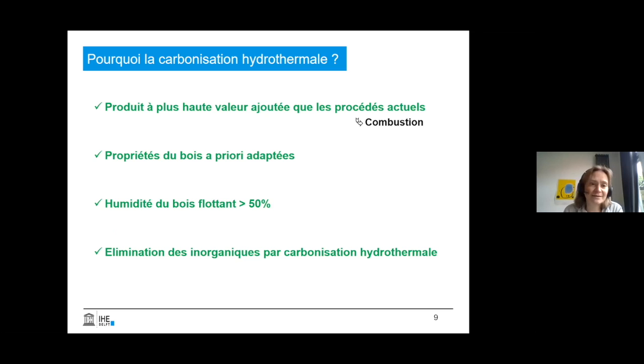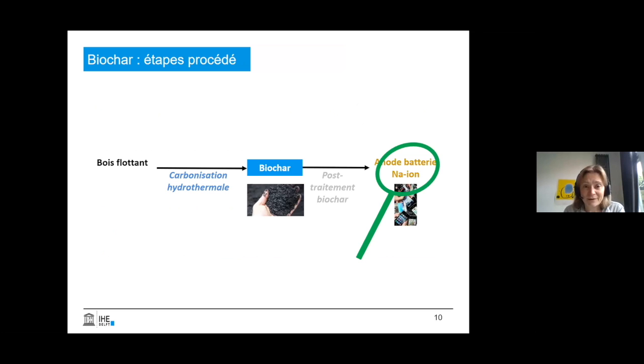Then, in-stream wood, if we let it dry, will get closer to a dry biomass, yet it was in water for a long time, so it is very wet, which may justify hydrothermal carbonization. Another advantage is that it will eliminate part of the inorganics that could be present in the wood and could be a problem during the application.